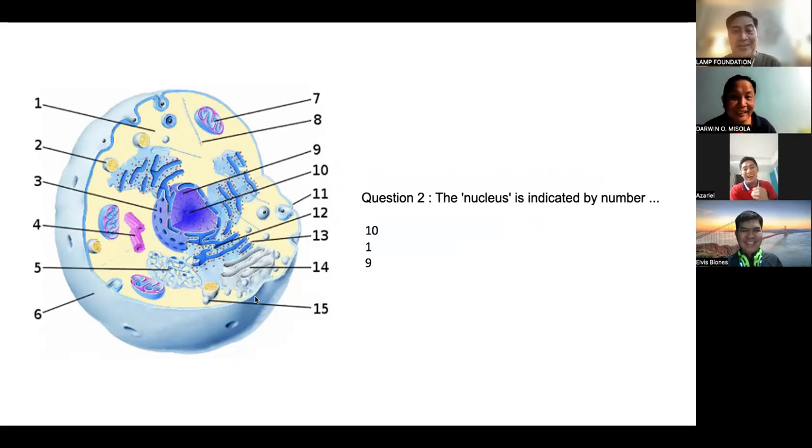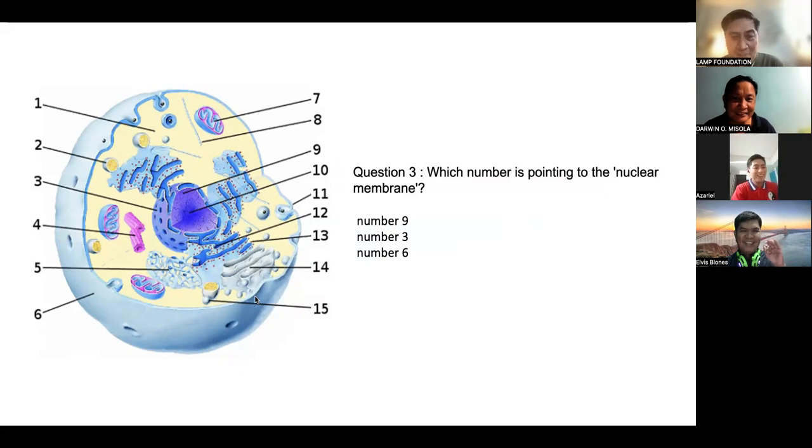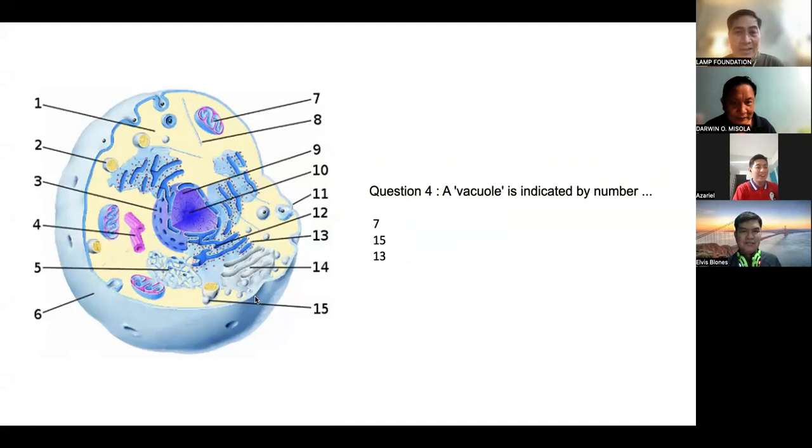The nucleus is indicated by number. Sino ba marunong ng sign language? Okay. Which number is pointing to the nuclear membrane? Okay. A vacuole is indicated by number? No. Where is the vacuole there? Ano ba yan? Bakit tayo bingi? No!